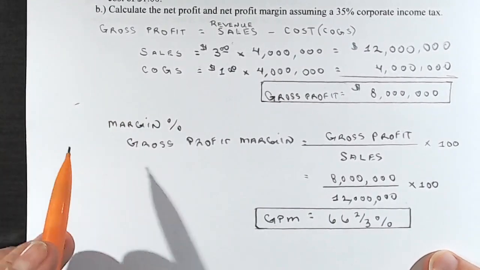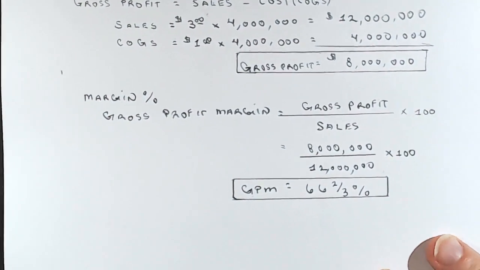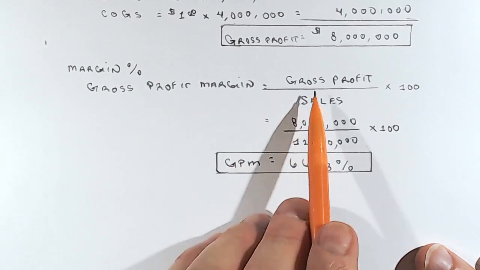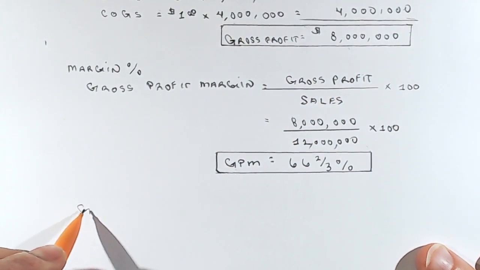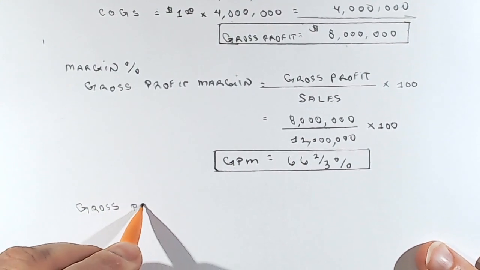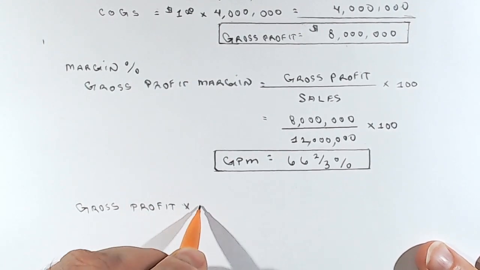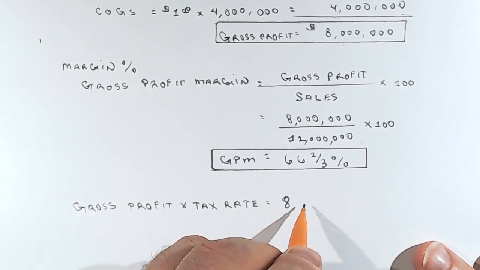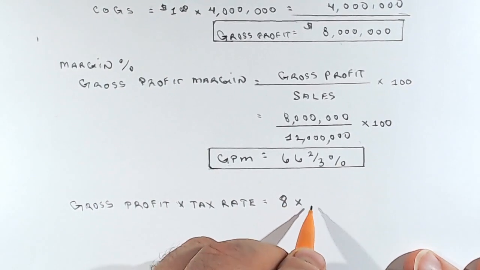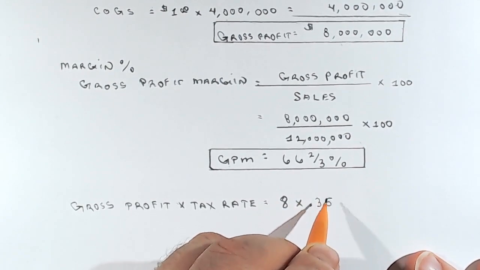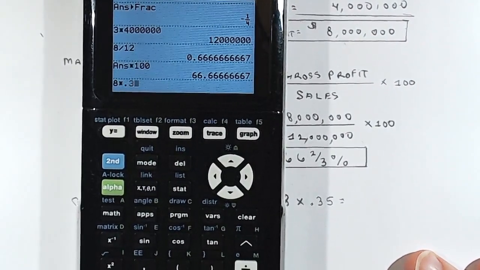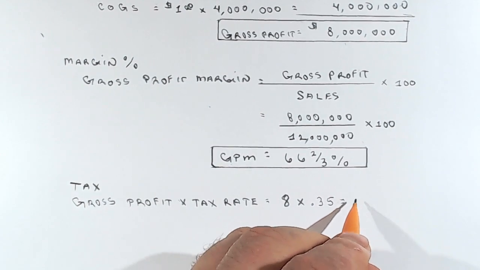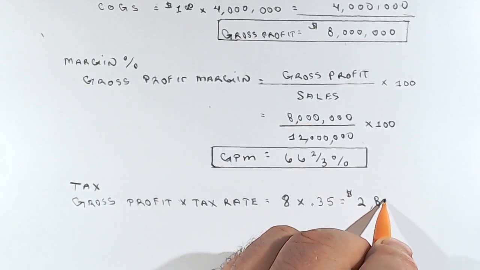Now, this is all part A. In part B, they said calculate the net profit assuming a 35% corporate income tax rate. Well, in order to find out what your taxable income is, this is your taxable income right here, 8 million. You multiply gross profit, we're assuming there's no other expenses, times tax rate. That's equal to 8 million times 35% as a decimal, which is 8 times 0.35. That's equal to $2.8 million. So the tax you have to pay is $2,800,000. That's a lot of money.